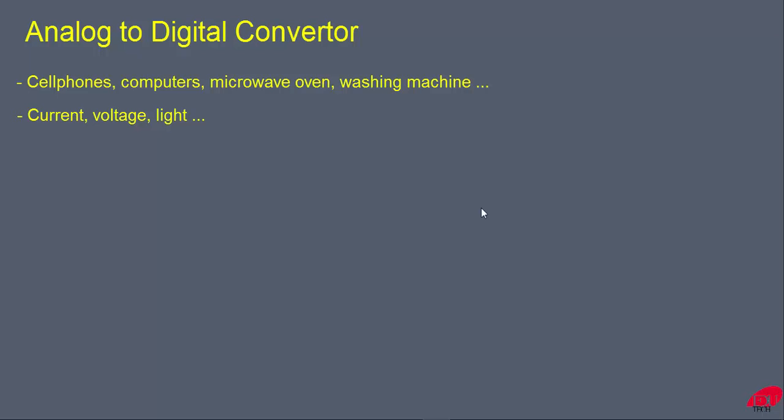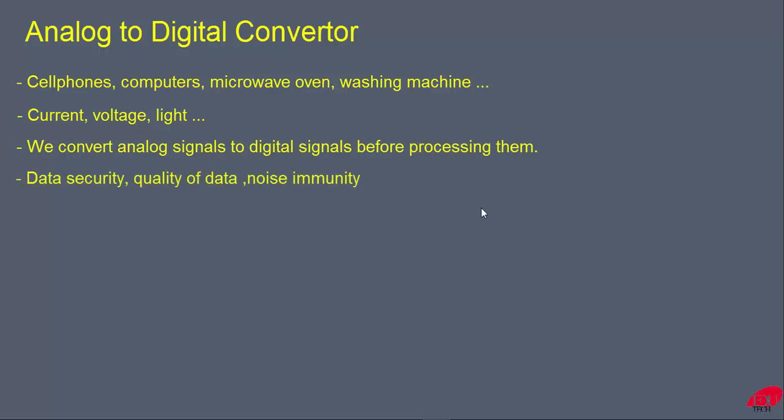But instead of using these analog parameters directly, we convert them into digital and then we use them in our devices. So why do we do so? That is because there are many factors regarding data security, quality of data at long distance over transmission, and most importantly, immunity of data or immunity of signal over noise, for which digital signal processing is highly preferred over analog signal processing.